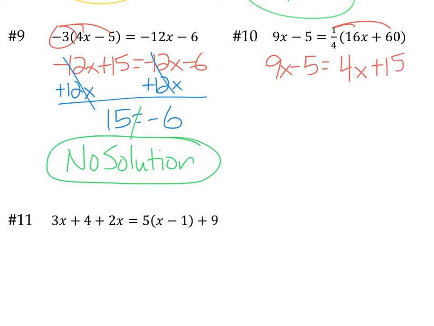Now we can subtract the 4x on both sides. Let's fix that, not 14x, 4x. Okay, so we're going to subtract 4x on both sides. That gives us 5x minus 5 equals 15.